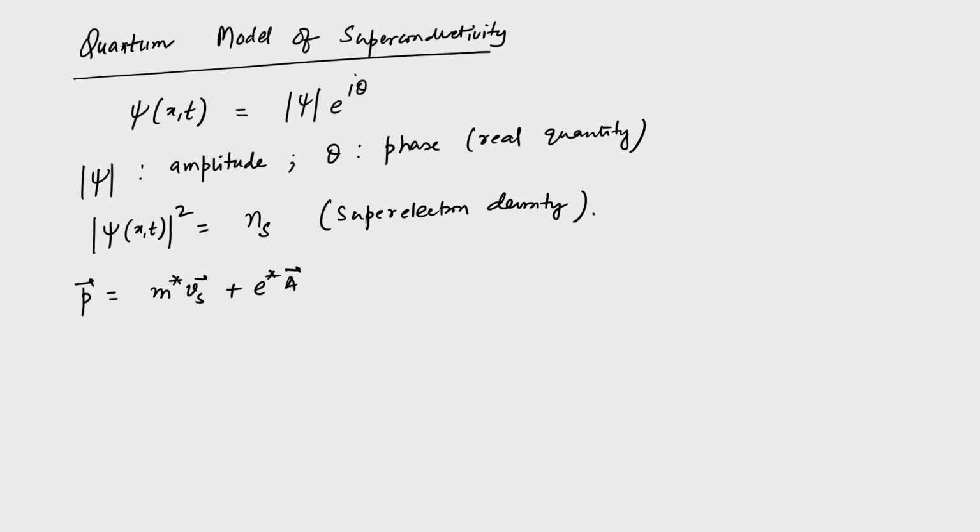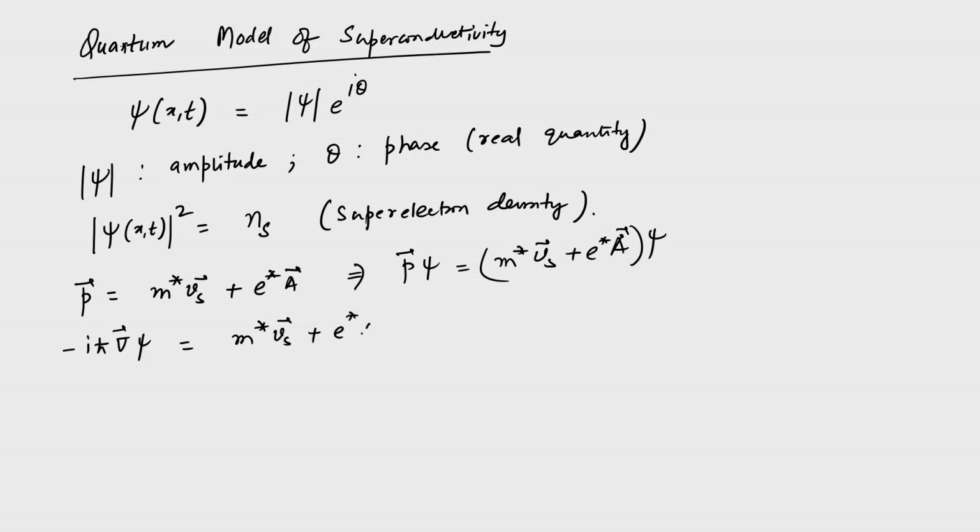Of course, we can choose a gauge in which phi equal to 0, and also the divergence of A equal to 0. So, this can be written by writing P as minus I h cross del, operated on psi, and this is m star V s plus E star A psi, and then you write P is equal to minus I h cross del. So, this becomes minus I h cross del psi, which is equal to m star V s plus E star A psi.